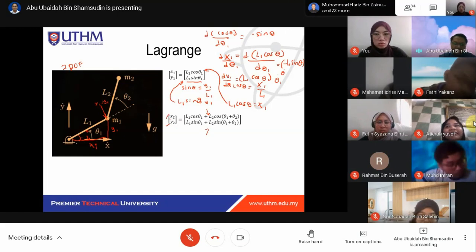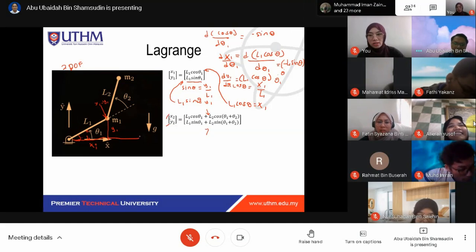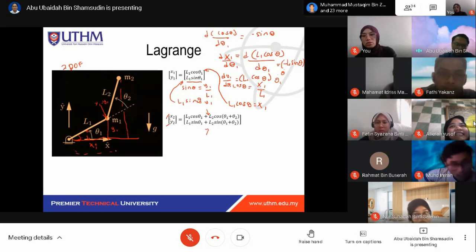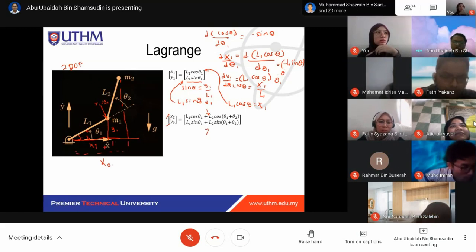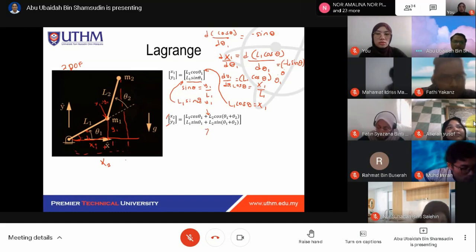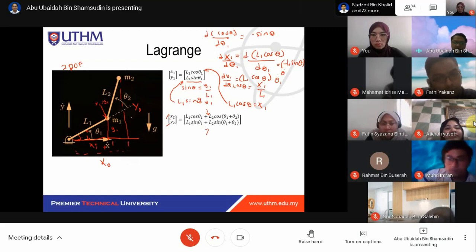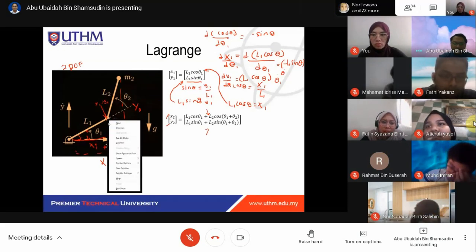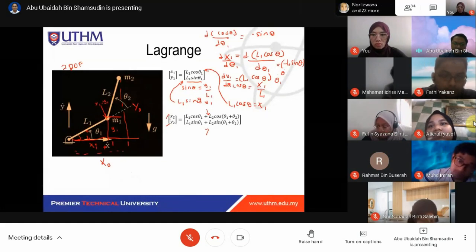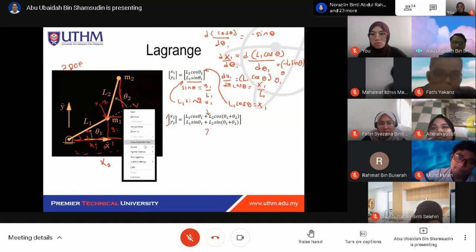So x2 position is x1 here and here. So x2 is this one. So x2 is x1 plus this one. You will get x2. And y2 is this part here. We already know how to get y1. So we need to find how to get this value here. So we just add y1 with this value, we can get y2.